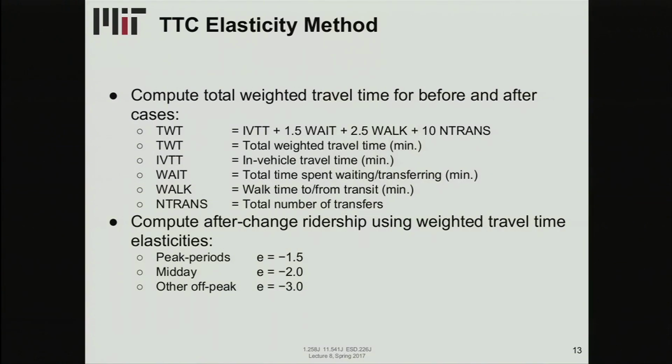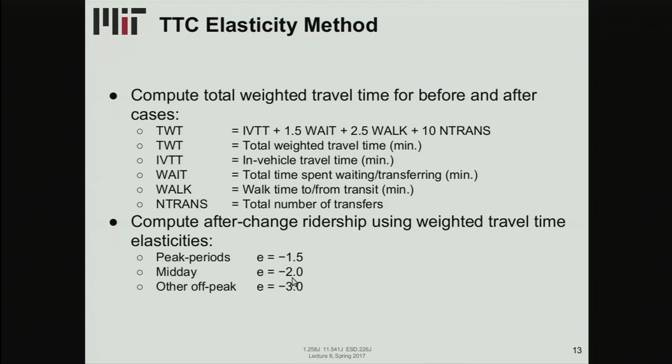So what happens? You compute the total weighted travel time before and after. You have the current situation, and then a proposal that will alter these values and result in a new total weighted travel time. Then we apply some elasticities, and these elasticities differ by period. During the peak, we have negative 1.5. Midday, we have a higher response.